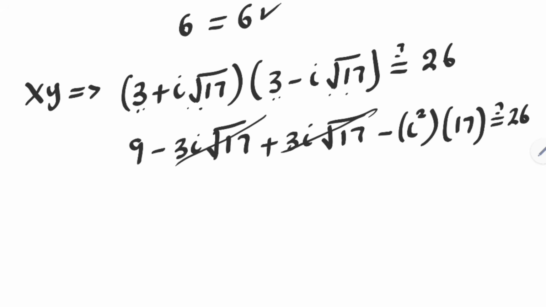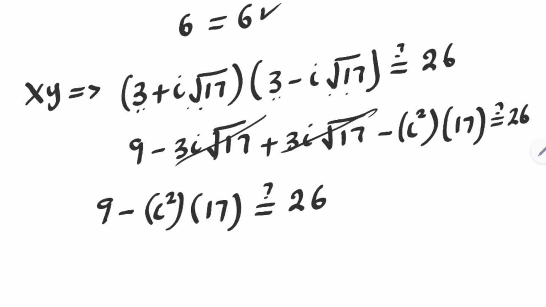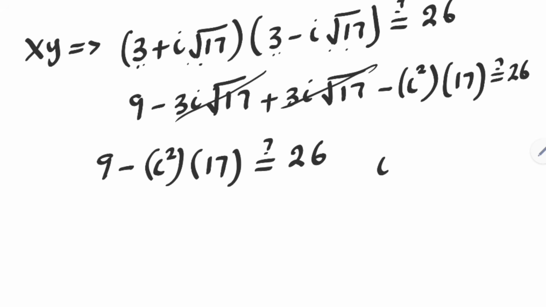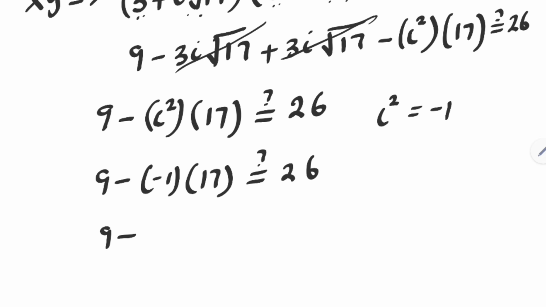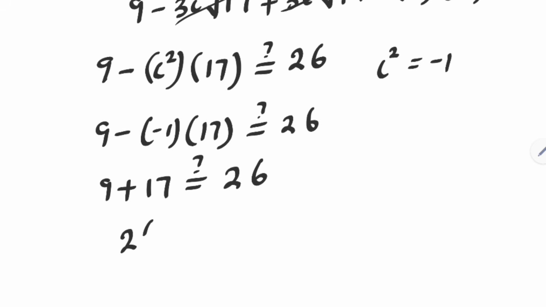This cancels this. 9 minus i squared multiplied by 17 must be equal to 26. i squared is equal to minus 1. Then this is 9 minus 1 multiplied by 17 must be equal to 26. Here we have 9 plus 17 must be equal to 26. 9 plus 17, this is 26, is equal to 26, which is true.